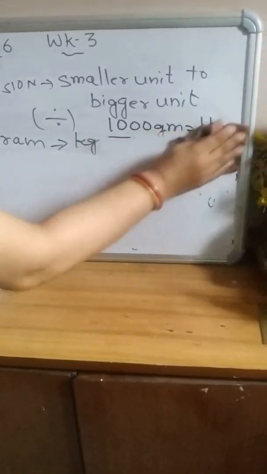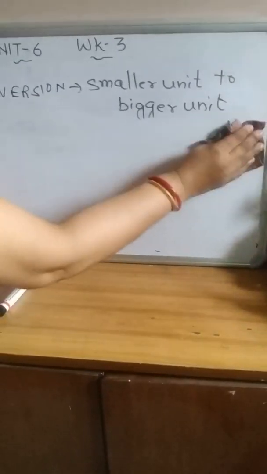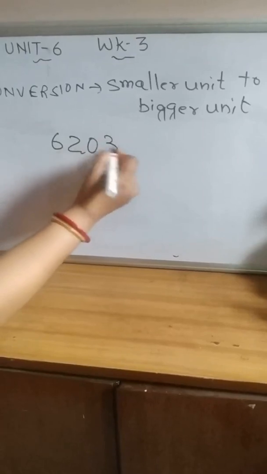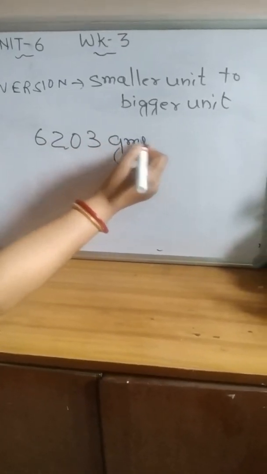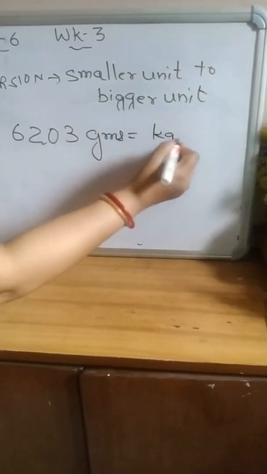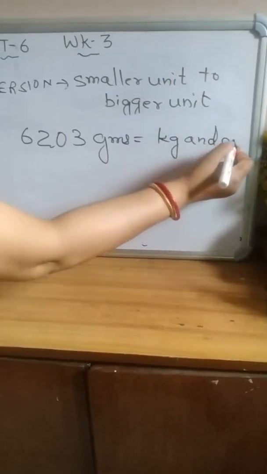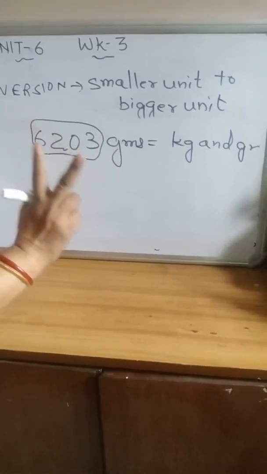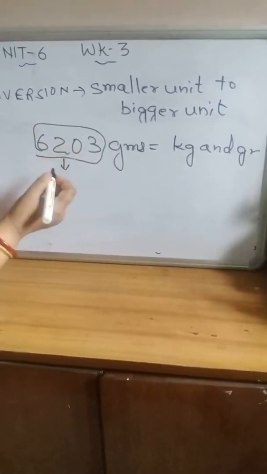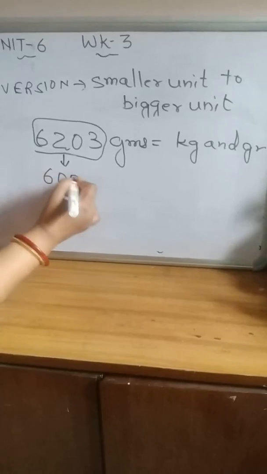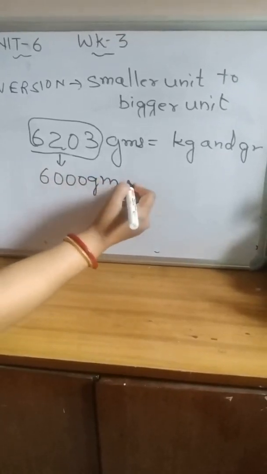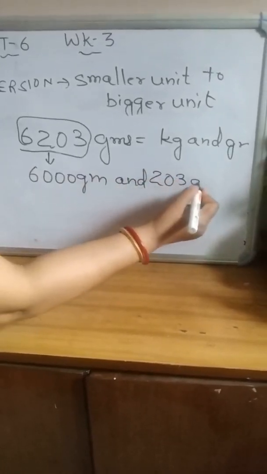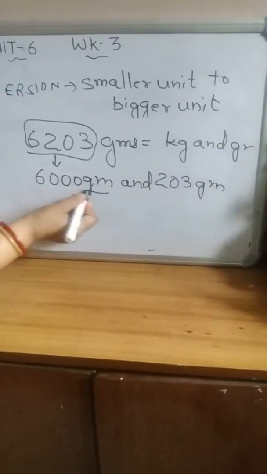Now here another example, 6203 grams. We have to convert into kilogram and gram. What we will do? Firstly, split this number of gram into 2 parts. We can split it into 6000 grams and 203 grams. Correct? This 6000 gram can be converted into kilogram.